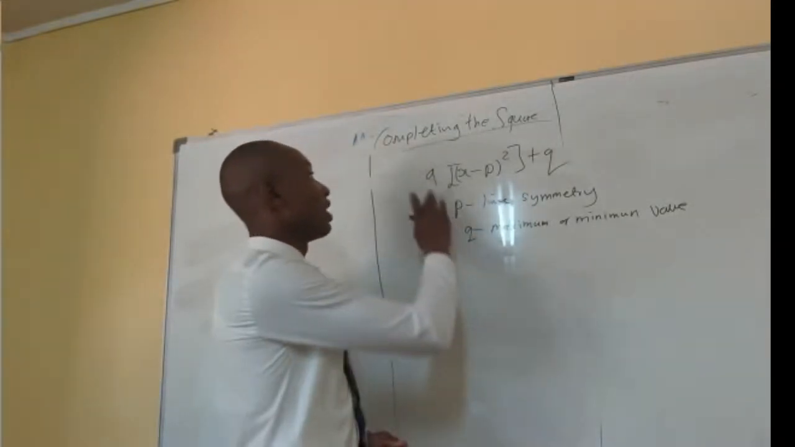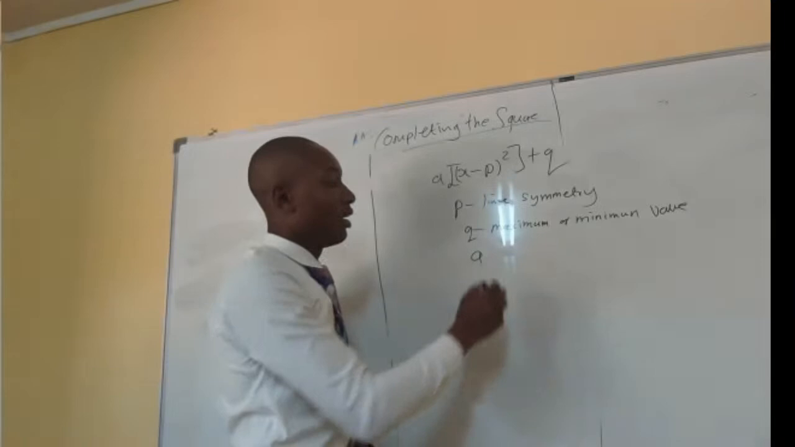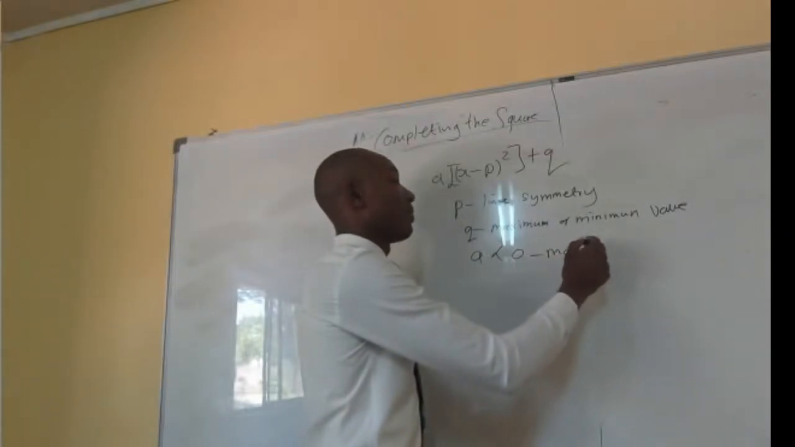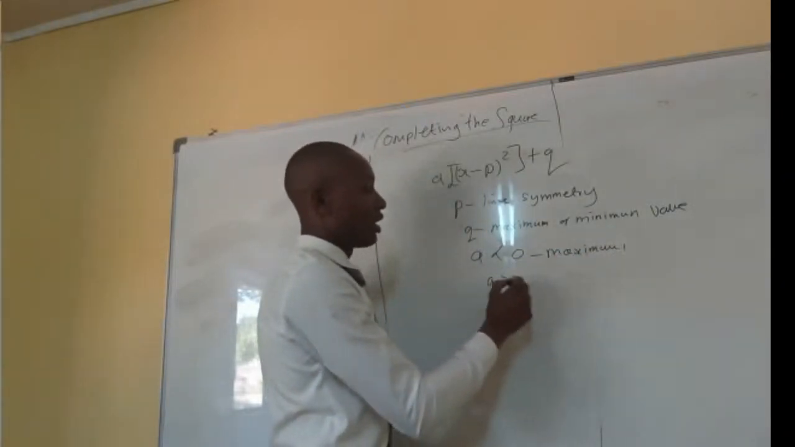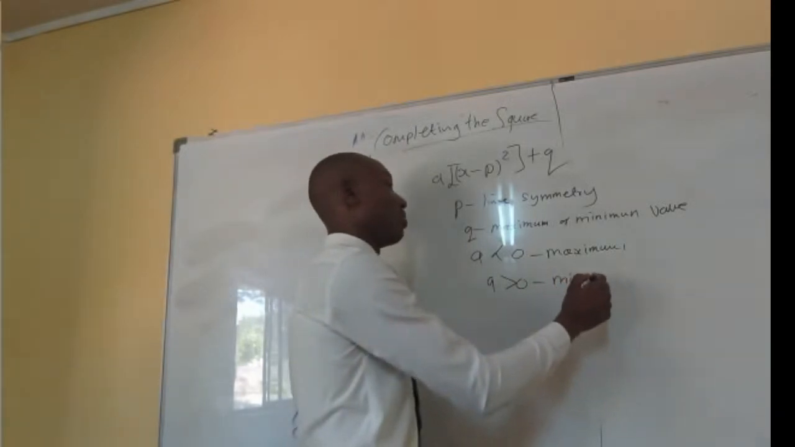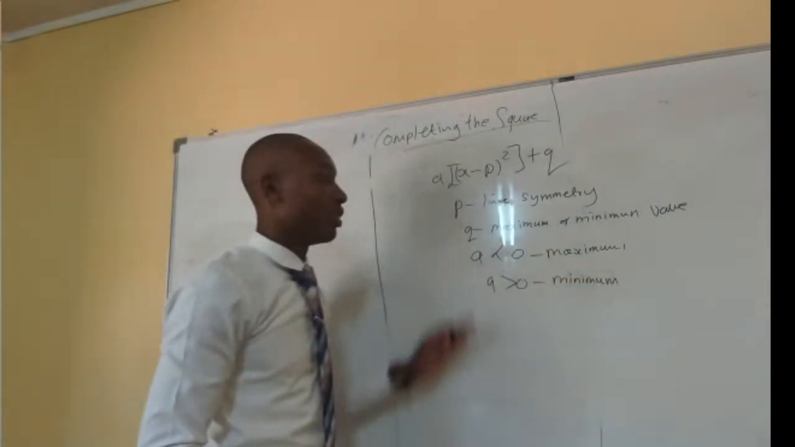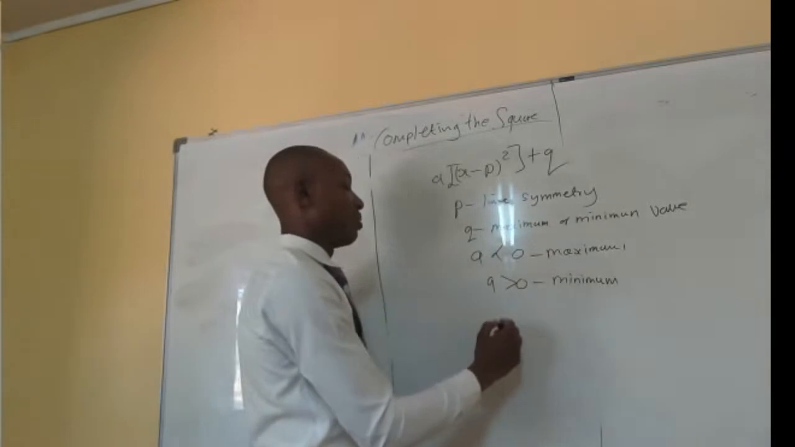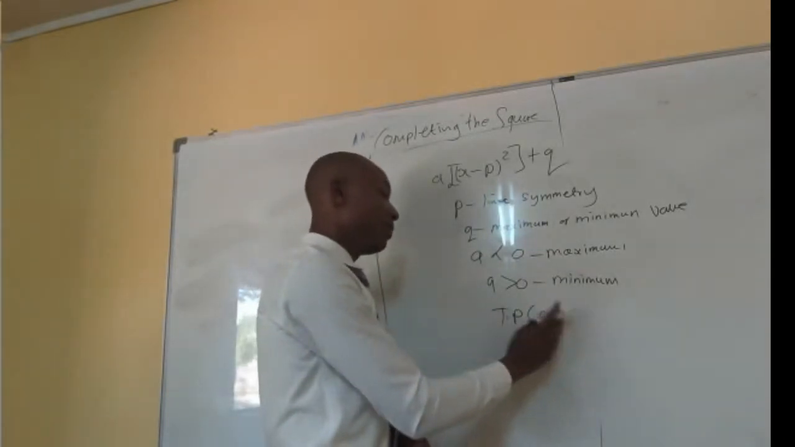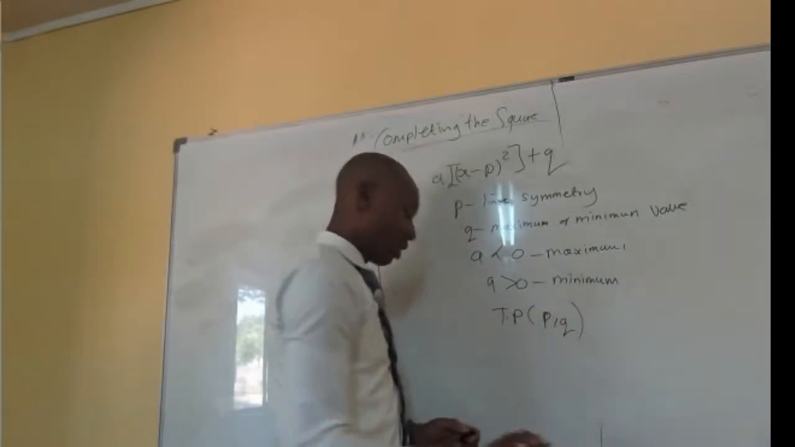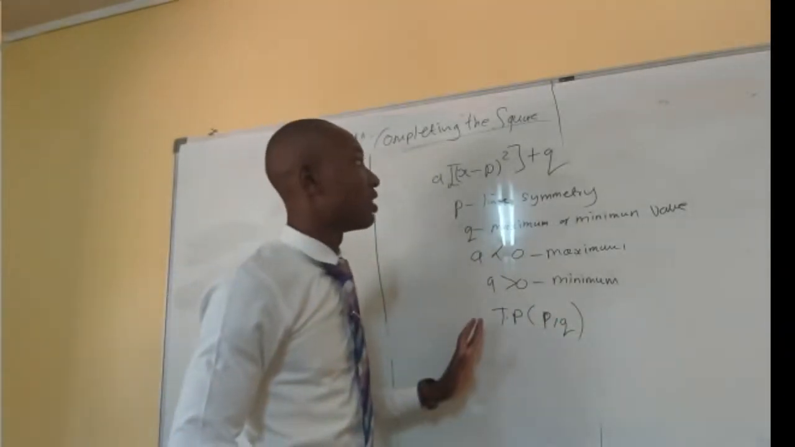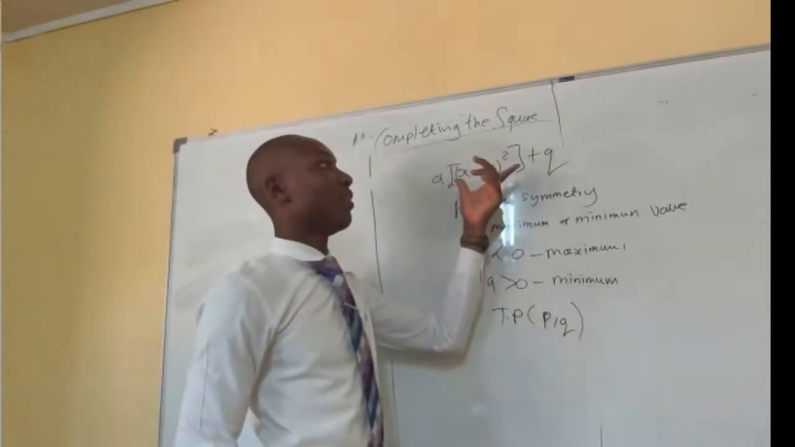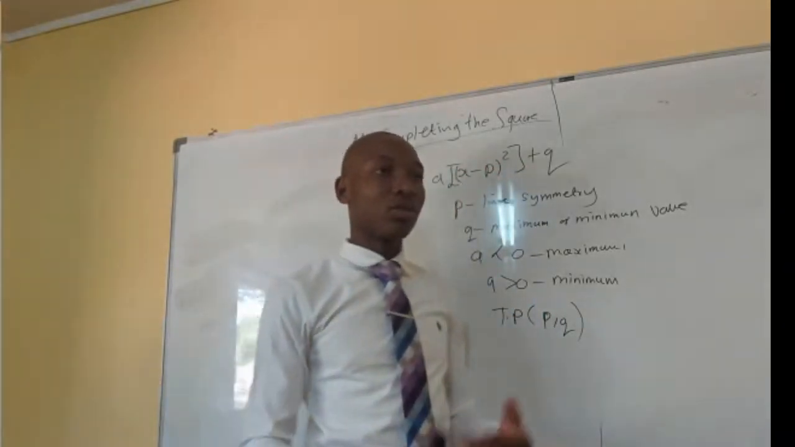How do we test? Remember, we test using the A. If the A is less than 0, what do you expect? This is a maximum. If the A is greater than 0, this is a minimum. Okay, so this is in reference to the turning point. So you can find the turning point from this. If you can effectively do this, then everything else will be straightforward.